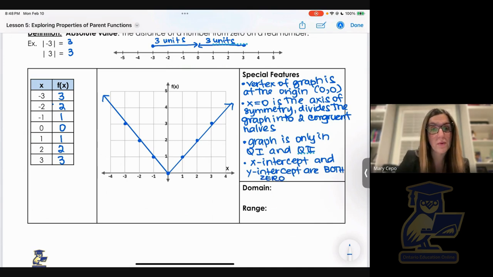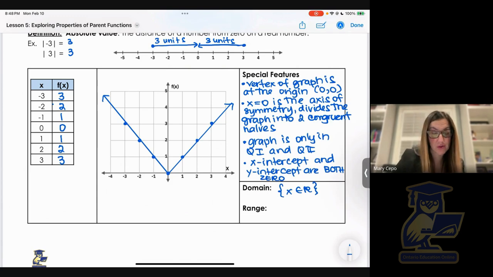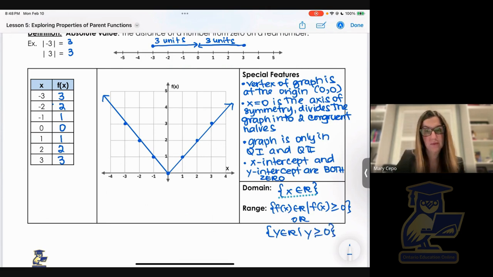So again, these properties are very similar to the quadratic function. With the domain, again, the function just keeps going, so we can say x is an element of real. The range, however, has a restriction, meaning our y values are always going to be greater than or equal to 0. So f of x can be any number, however f of x has to be greater than or equal to 0. Or if you'd like to use, y is an element of real such that y is greater than or equal to 0.